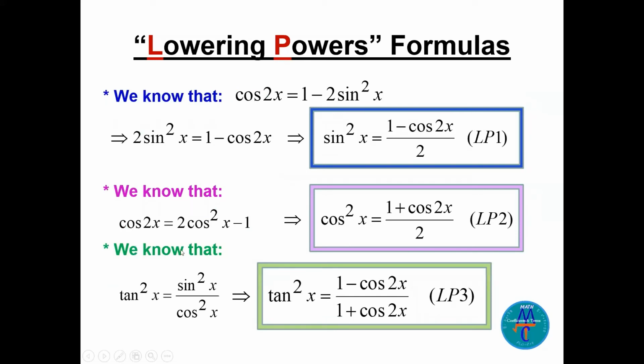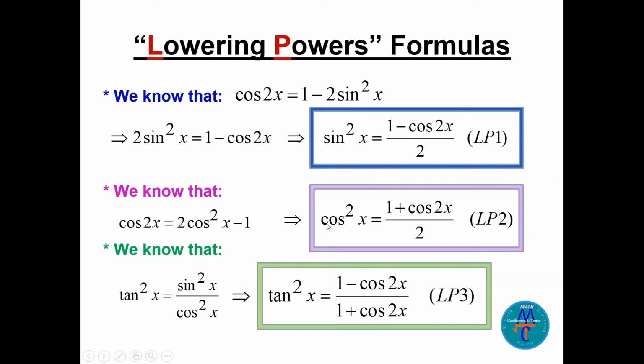Lowering powers, this is 3 formulas. I will call them lowering power, LP1, LP2, LP3. When you have sine squared, see from the double angle here, cosine of 2x is 1 minus 2 sine squared of x. LP1 will be, you find sine squared, it will be 1 minus cosine of 2x divided by 2.